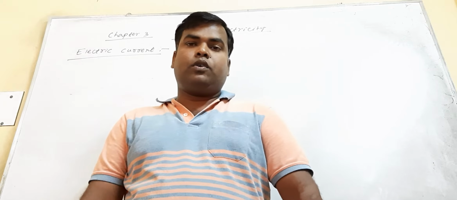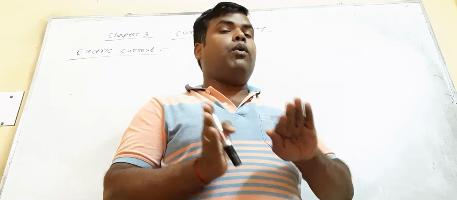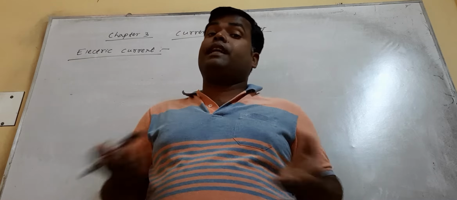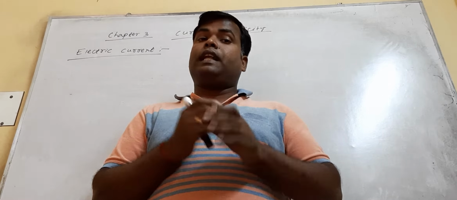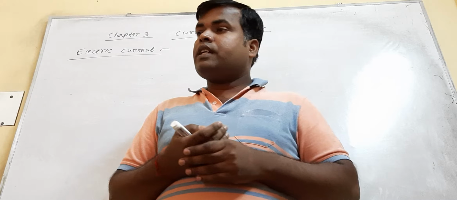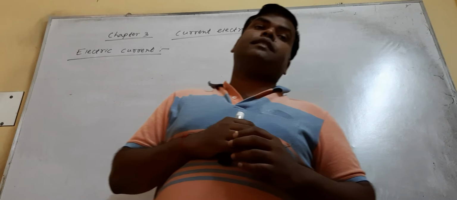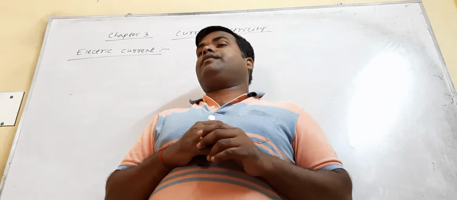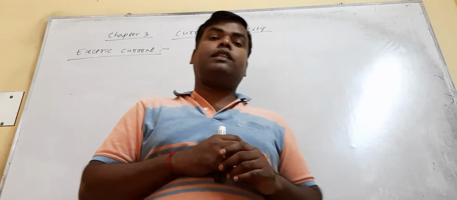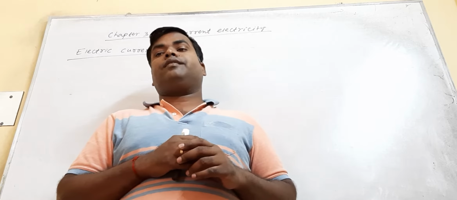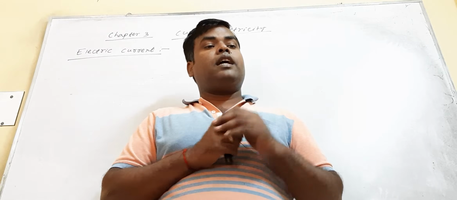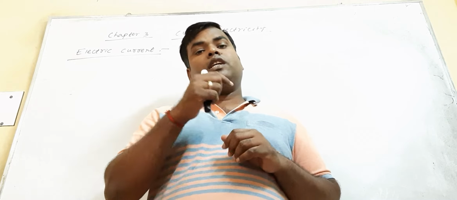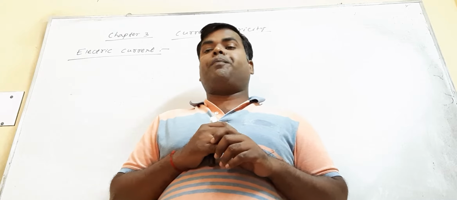Current means the rate of flow. So here, what is electric current? The rate of flow of what? As it is electric current, it is the rate of flow of electric charge across any cross section of a conductor. So the electric current is the rate of flow of electric charge across any cross section of a conductor.